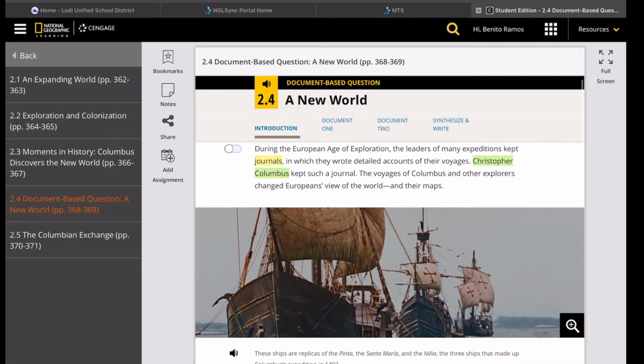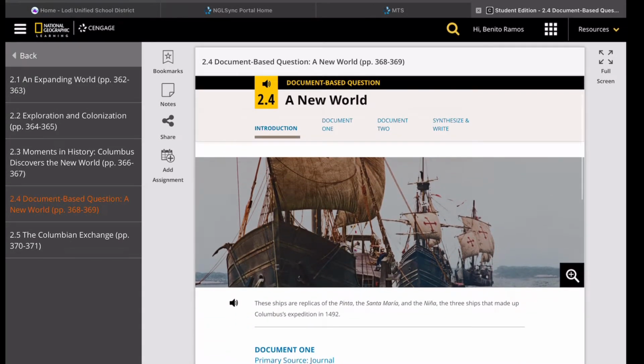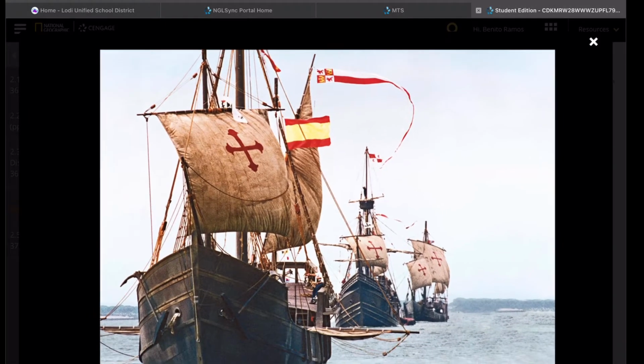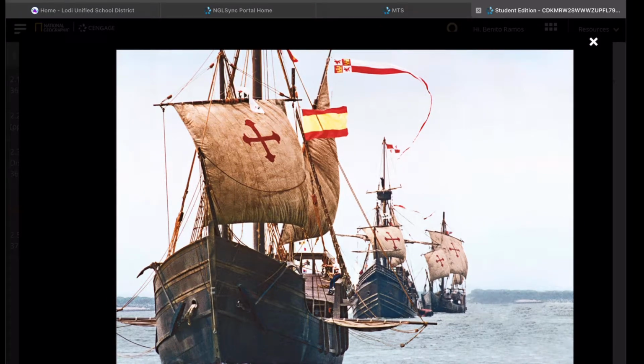Now, before we take a look at the primary source documents, let's take a look at these replicas. These are not the real ones. These are just copies of the ships that made up Christopher Columbus's expedition in 1492. Experts believe that these are the most faithful, meaning the closest copies of the original caravels or ships used by Christopher Columbus in 1492.